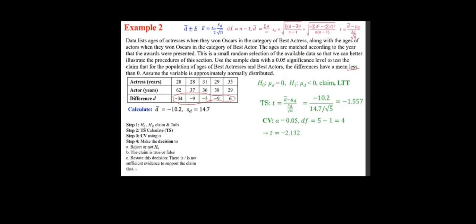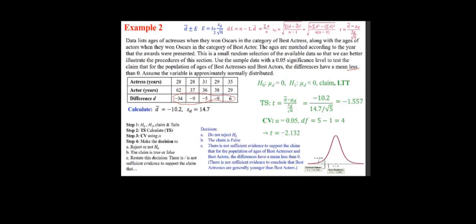The test statistic is not in the rejection region. So you do not reject H0. And when you don't reject H0, that means, loosely put, you reject H1, that means you reject the claim. What does it mean when you reject the claim? The claim is false. And then you do your writing. So do not reject H0.